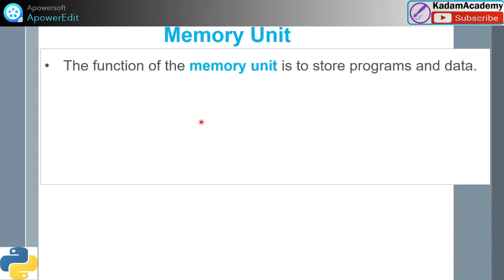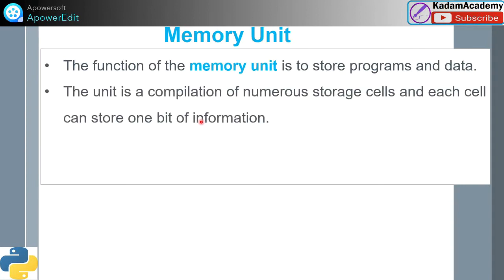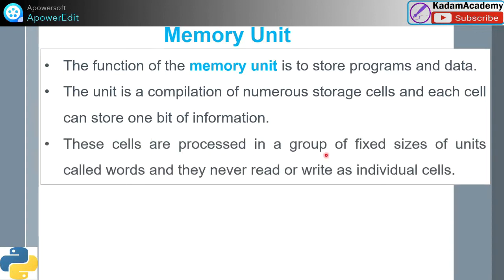The function of the memory unit is to store programs and data. The unit is a compilation of numerous storage cells, and each cell can store 1 bit of information. These cells are processed in groups of fixed-size units called words, and they are never read or written as individual cells.